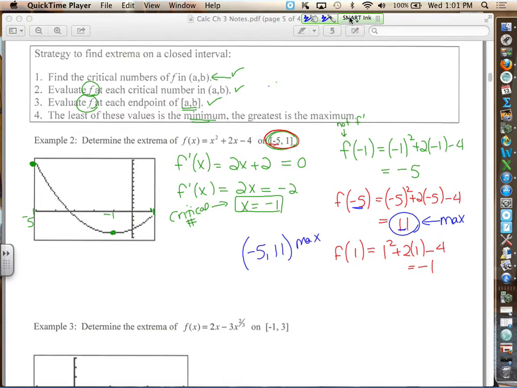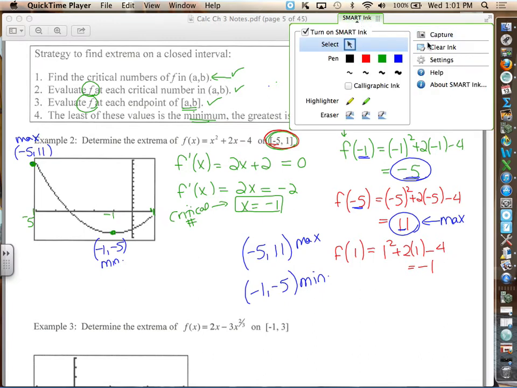And then the smallest outcome was up here at negative 5. That point is when x is negative 1, my y value is negative 5. So that's my minimum. And if you look at the graph, that's what it looks like. This is the point, negative 5, 11. Okay, and the other point was negative 1, negative 5, which we said was the minimum. And that's what it looked like. But you're not always going to have the graph, so you can do this using calculus.